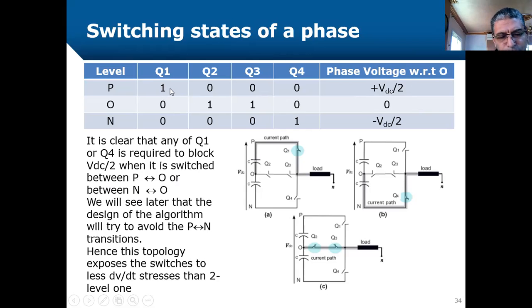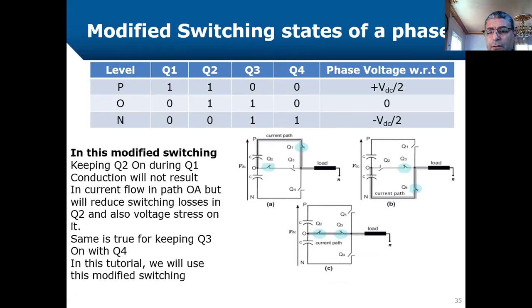So when it is switched between B and 0, or between 0 and N, all of these transitions will make the switch stressed by VDC over 2. But if you move from B to N or N to B, then the switch will have a stress of VDC. So the algorithm should not allow direct transitions between B and N or N and B. This is why the switches of this 3-level topology are rated only to withstand half of the DC link voltage, and this is sufficient for safe operation of this topology.